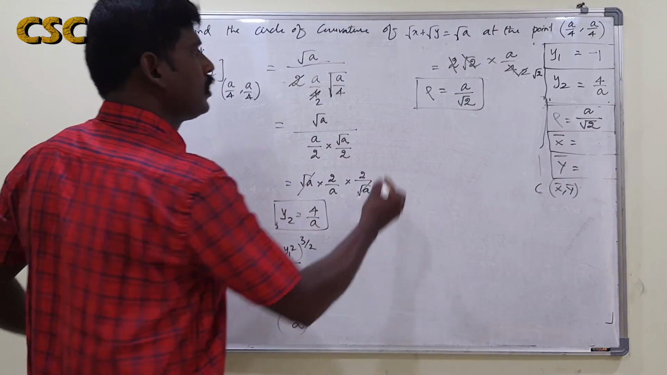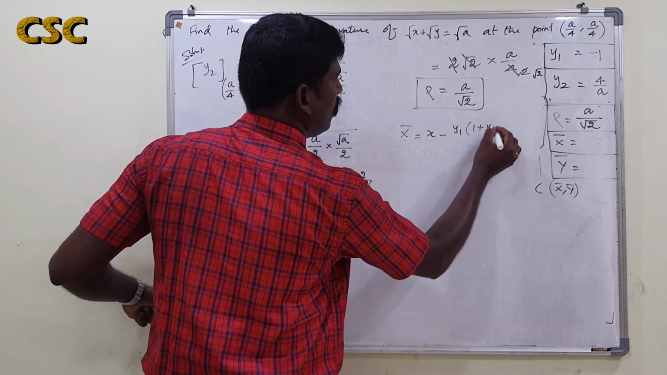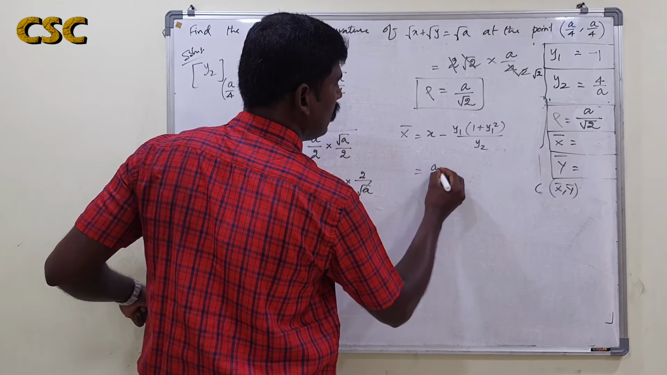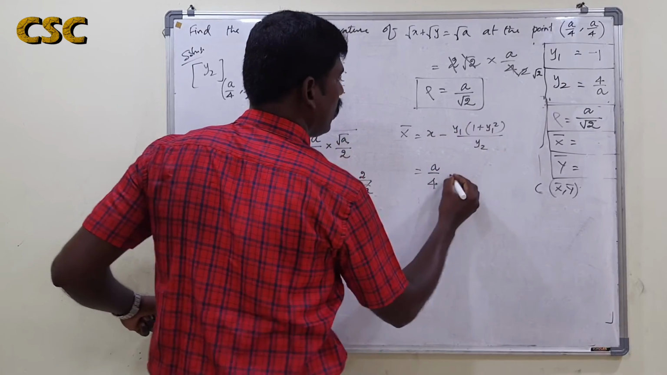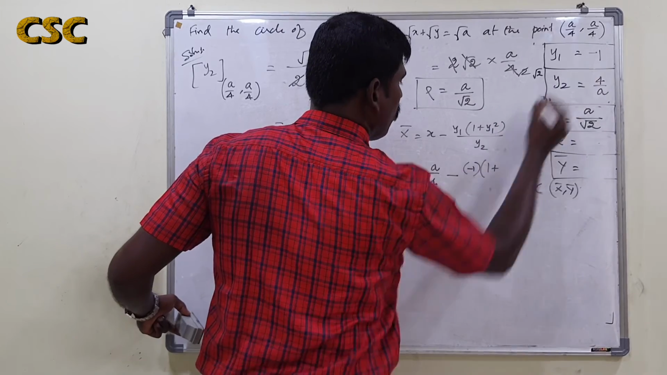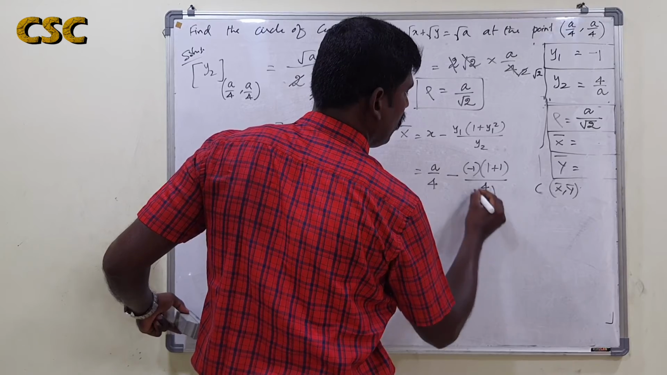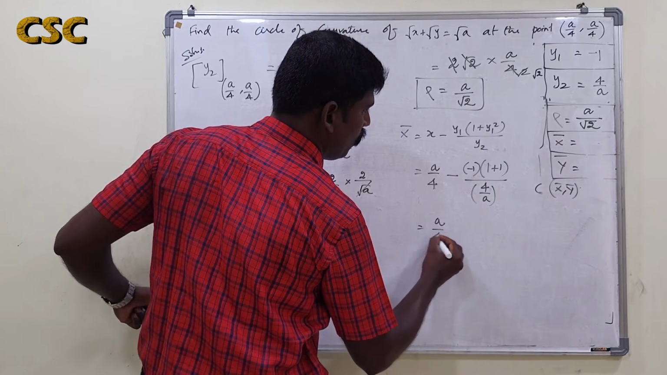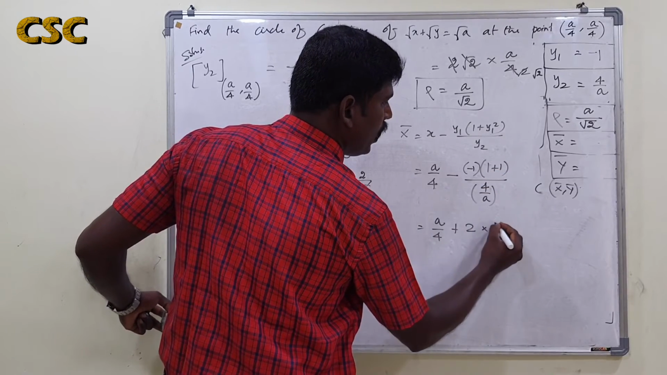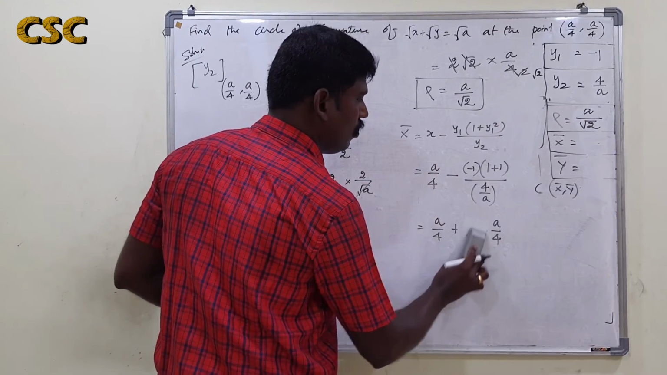Right? Next one, x bar. What is x bar? x minus y1 into 1 plus y1 square by y2. That is equal to, what is x? a by 4 at the point. Minus y1 is minus 1 into 1 plus y1 square, minus 1 square becomes plus 1, by y2. y2 is 4 by a. How to simplify this? a by 4, this minus minus becomes plus, 1 plus 1 is 2, into 4 by a becomes a by 4. So no need to cancel this.